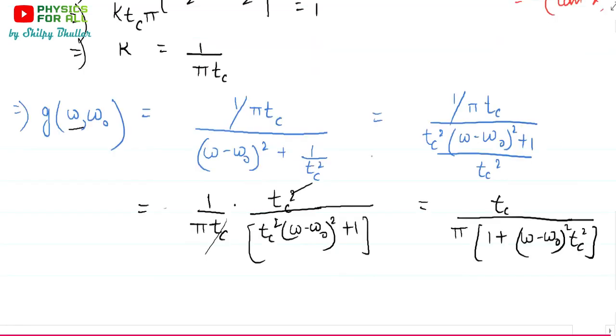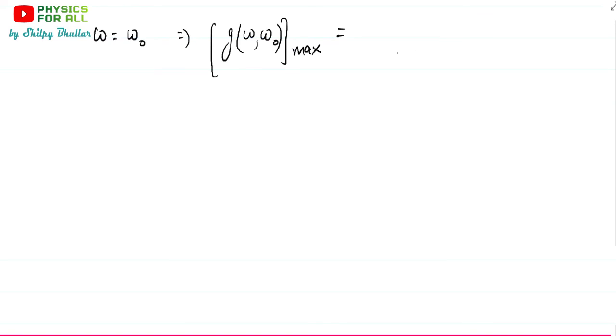Let's do that. So for omega equal to omega naught, we have g(omega, omega naught) maximum equals to, here we can substitute this. If omega is equal to omega naught, that means this term becomes 0 and we are left with Tc by pi. That means we have Tc by pi.